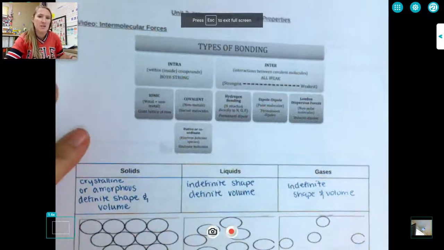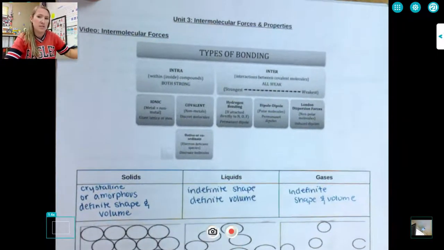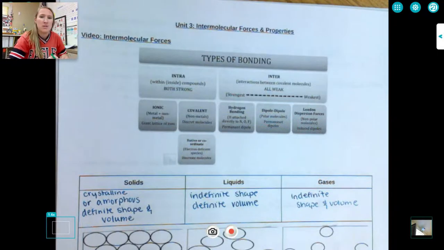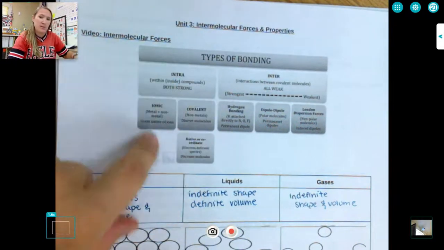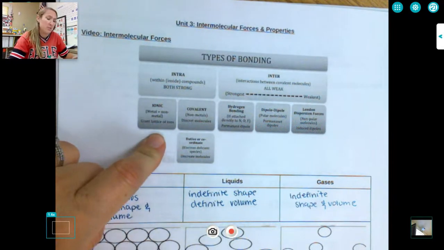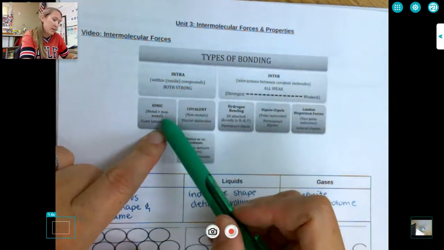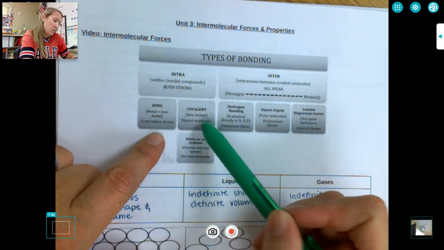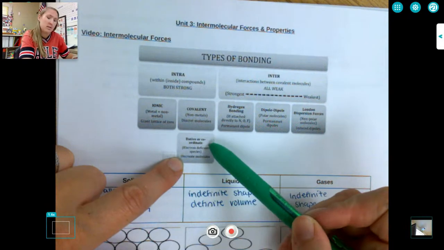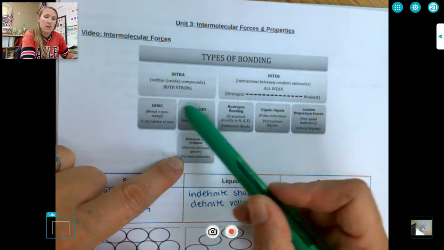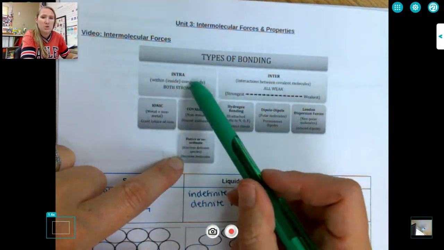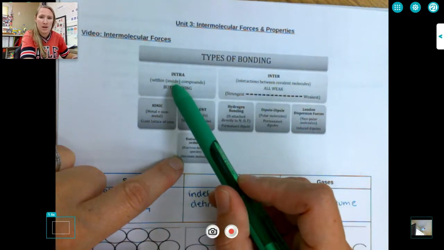Hey AP, this video is on intermolecular forces. So in the last unit, we talked about intramolecular forces, which was our left side here of our types of bonding flowchart. We talked about ionic intramolecular forces, covalent ones, and dative or coordinate intramolecular forces. So this is what we've talked about so far. Remember, intra was within or inside of our compounds.